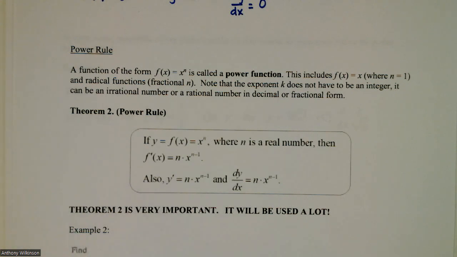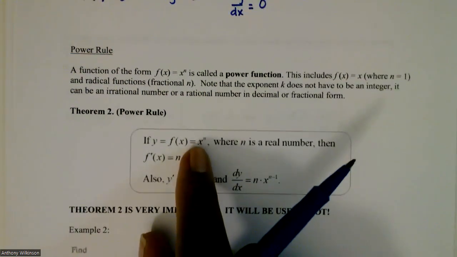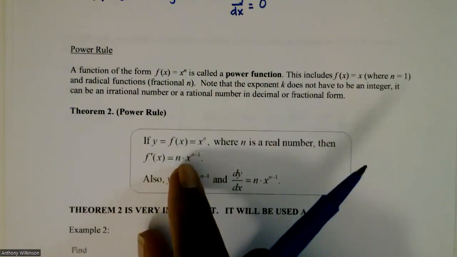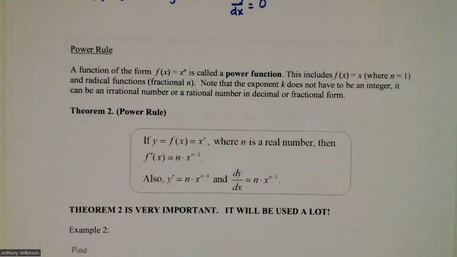So here's theorem 2, the power rule. If y is equal to f of x equaling x to the power of n, and n is a real number, then f prime of x will be equal to n times x to the n minus 1. What that means here is this: when you take its derivative, you're going to bring the exponent in front of the variable, or bring down the power, and copy the variable over to the power that is 1 less.